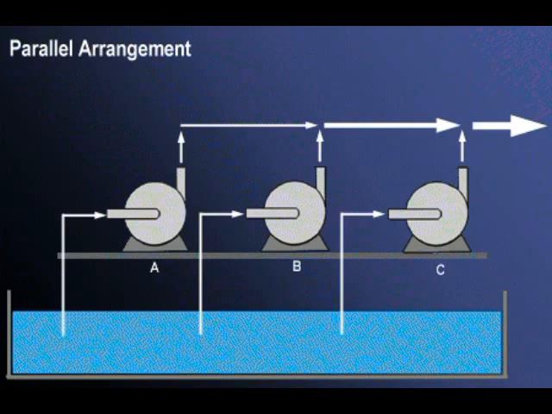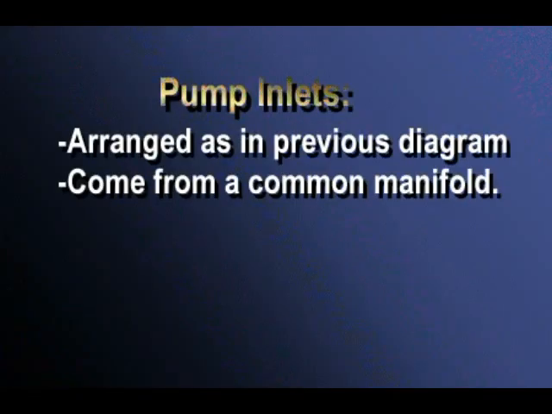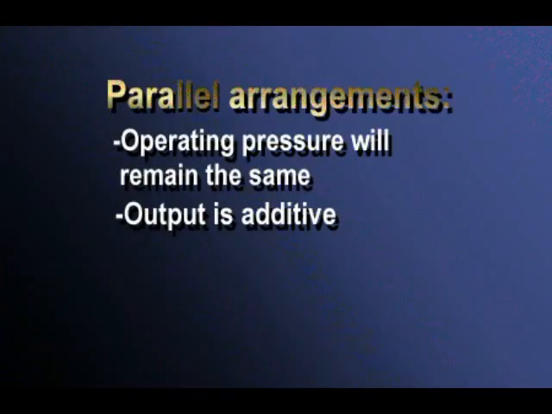This diagram shows three pumps, A, B, and C, in parallel. This arrangement is common in wastewater treatment plants. When pumps are arranged in parallel, they could each have individual suction lines, or they could share a common suction header. With a parallel pump arrangement, the output capacities will be additive, but the discharge pressure will remain the same.